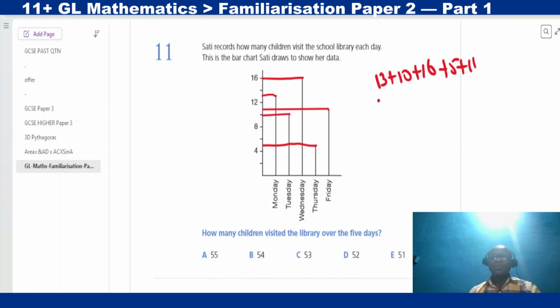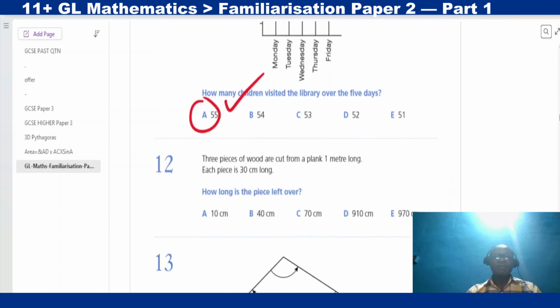Therefore, the total number over the 5 days is 55. So option A is correct. All right, moving forward to question number 12.